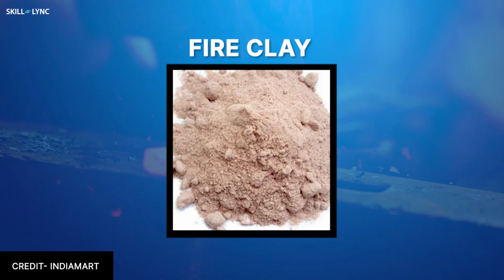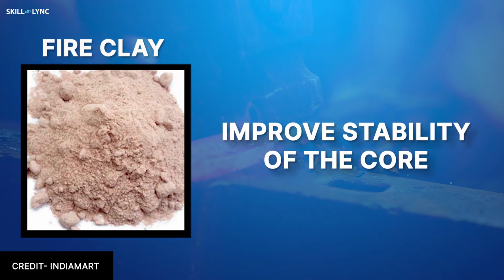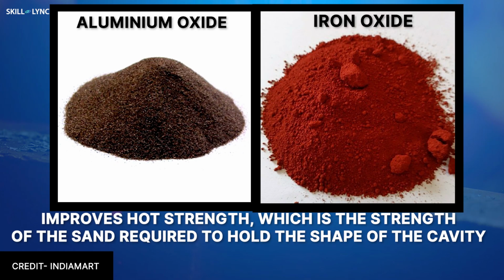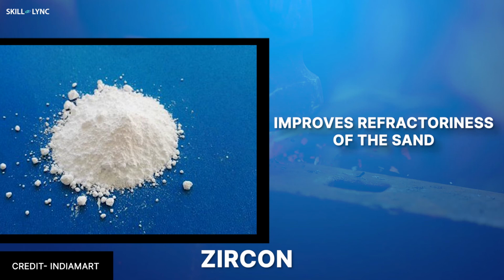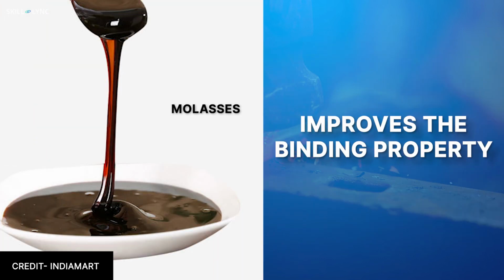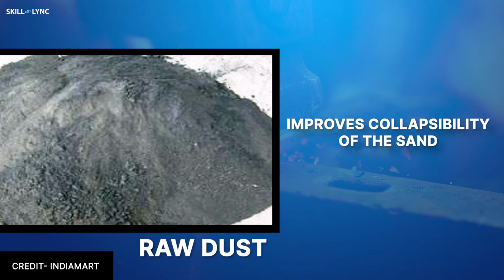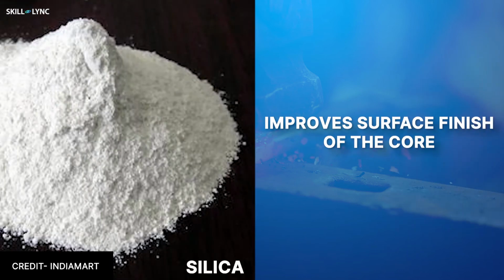Fire clay, also called kaolin, is used as an additive to improve the stability of the core. Similarly, iron oxide and aluminum oxide are used to improve hot strength. Zircon flour and pitch flour help in improving the refractoriness of sand, and molasses improves the binding property. The collapsibility of sand can be improved by using organic additives like raw dust. Silica powder, paints, and graphite mixed with resin improves the surface finish of the core.